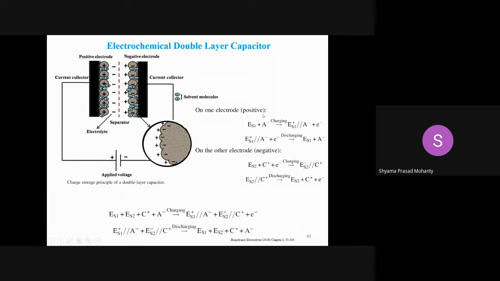This is how these kinds of cells work. On one electrode, which is positive during charging, anions will come from the electrolyte, and this process is reversed during discharge. On the other, negative electrode, cations will go and accumulate there. So this double layer will be formed, and then we will discharge it. The double layer thickness depends on the concentration of the ions present in the electrolyte and the type of ions used, and typically it is of the order of a few angstroms.